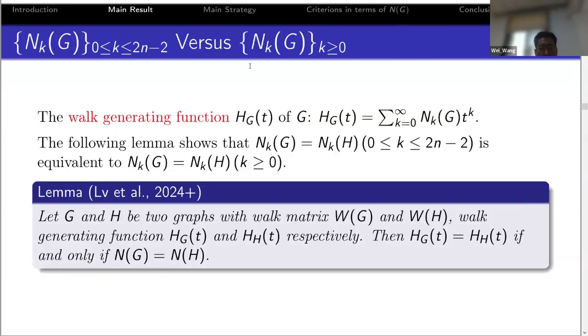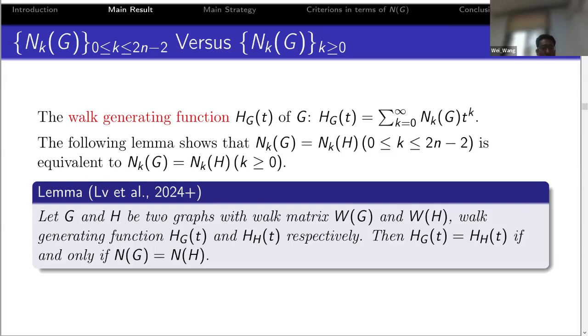So actually, next we will show that for the sequence of walk numbers, they contain the same information. We do not need all the information of the walk numbers. We just need the walk numbers of length up to 2n minus 2. So here is the definition for the walk generating function. It's like this. So we have a lemma.